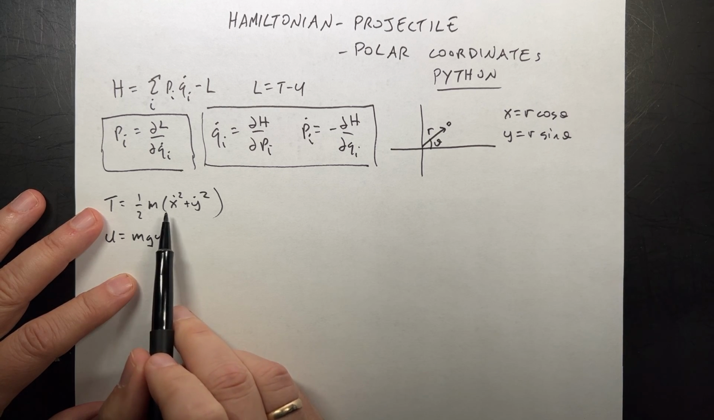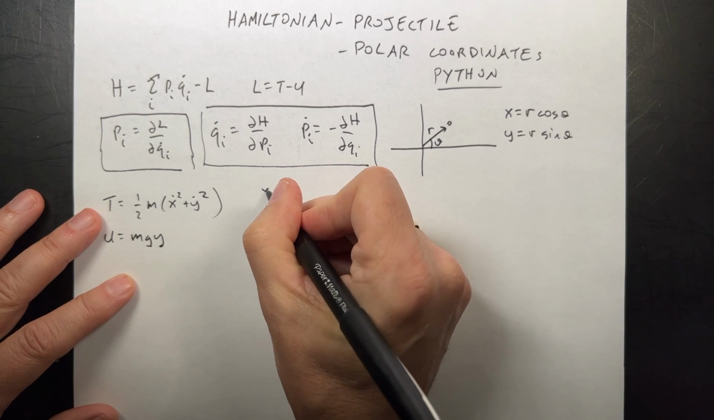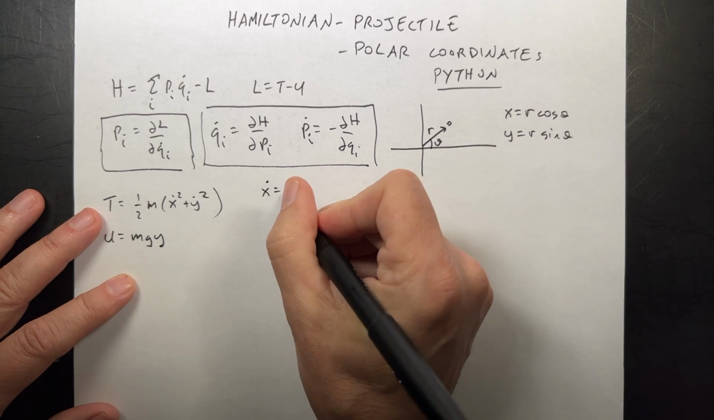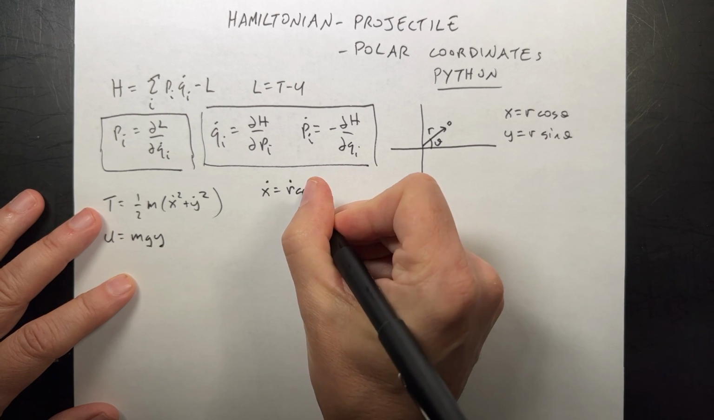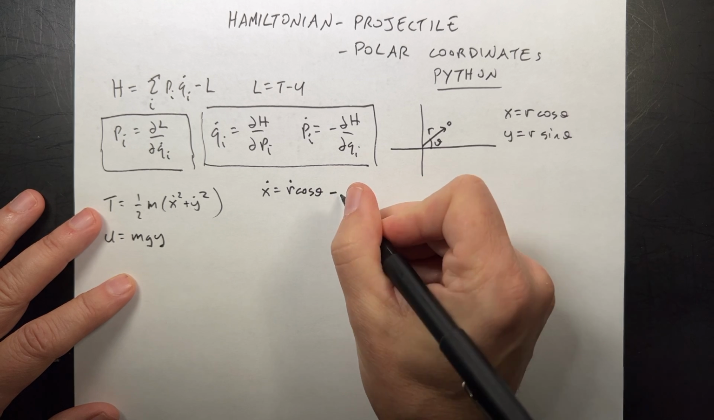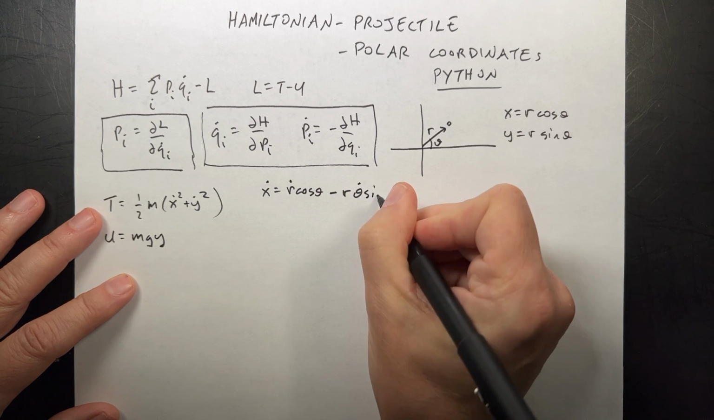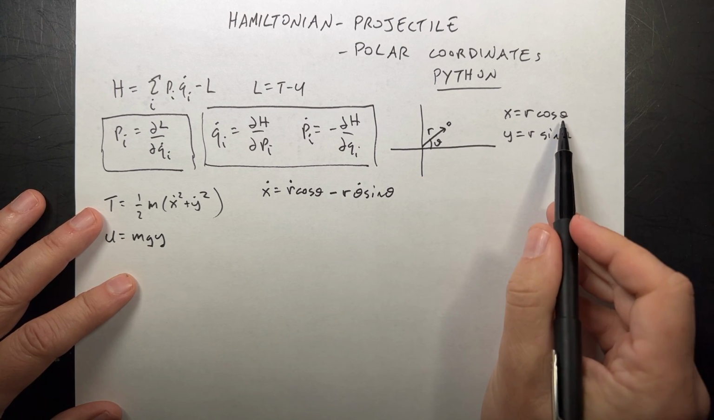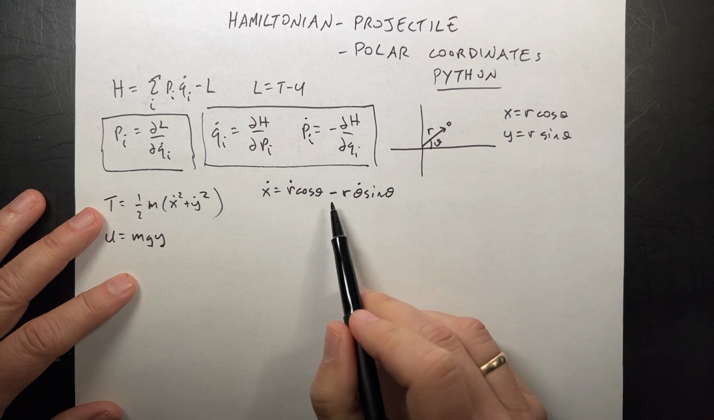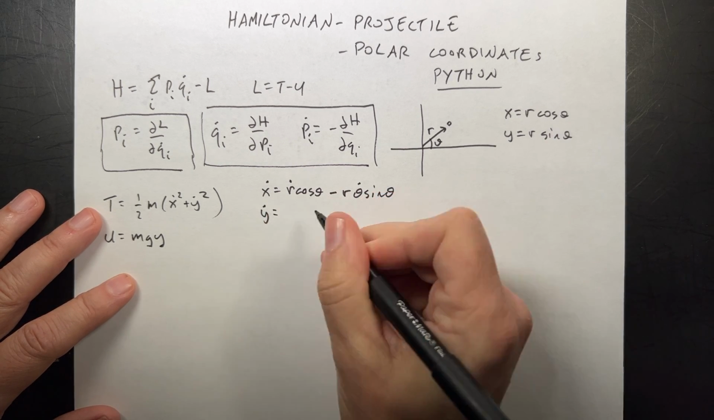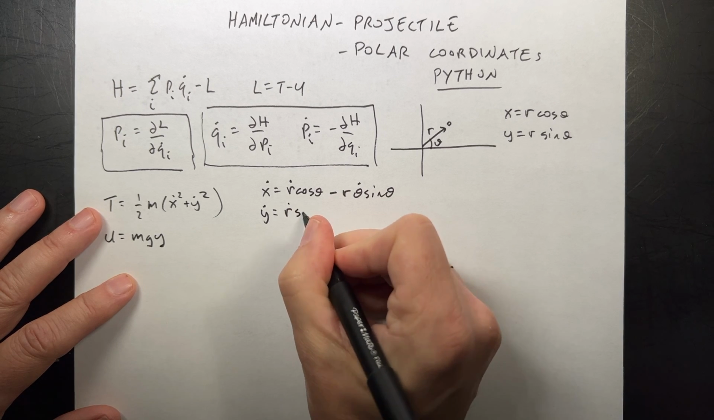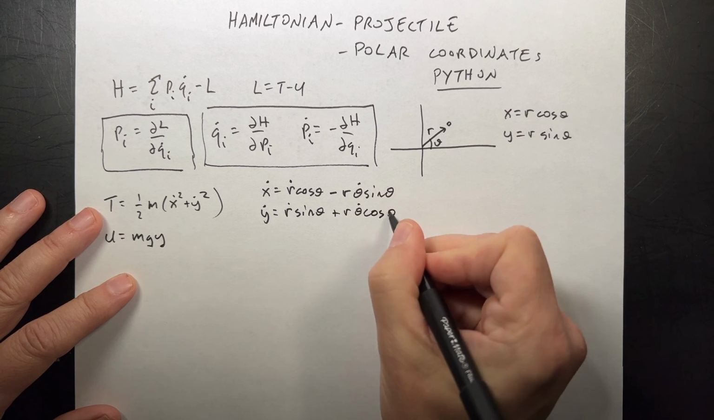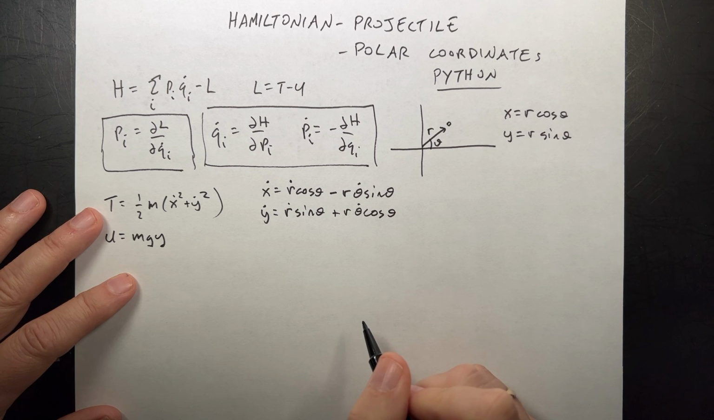So if I want to get x dot squared, I can take the derivative of this. So x dot is going to be the time derivative of this function. So that's going to be r dot, the derivative of r, times the cosine of theta, and then minus r theta dot sine theta, right? Because I have to take the derivative of cosine theta, which is negative sine theta, and then I have to take the derivative of theta, which is theta dot. So that's my x dot. Y dot is going to be equal to r dot sine theta plus r theta dot cosine theta, because the derivative of sine theta is cosine theta.